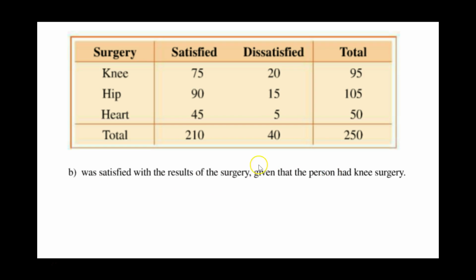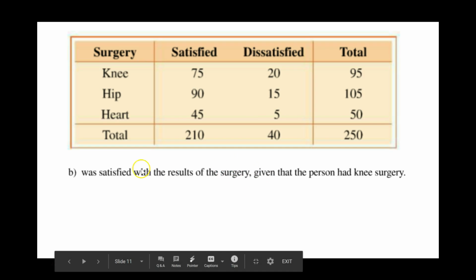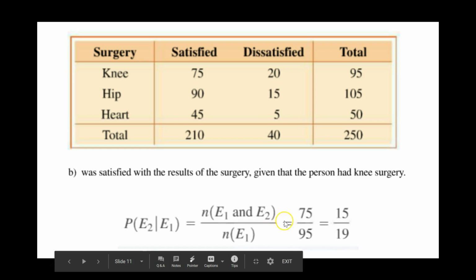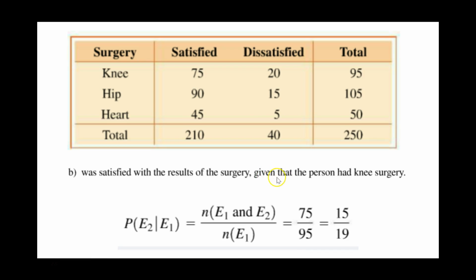Same problem here, but now look at the word here. We see the word given. Remember, in the numerator we have to find the ones that are satisfied and had knee surgery. Satisfied and knee together, so 75 is the number that goes on top. Where did the 95 come from? It comes from the back part of the given. Looking at just the back part, it says knee surgery. How many people had knee surgery in total? It'll be 95.